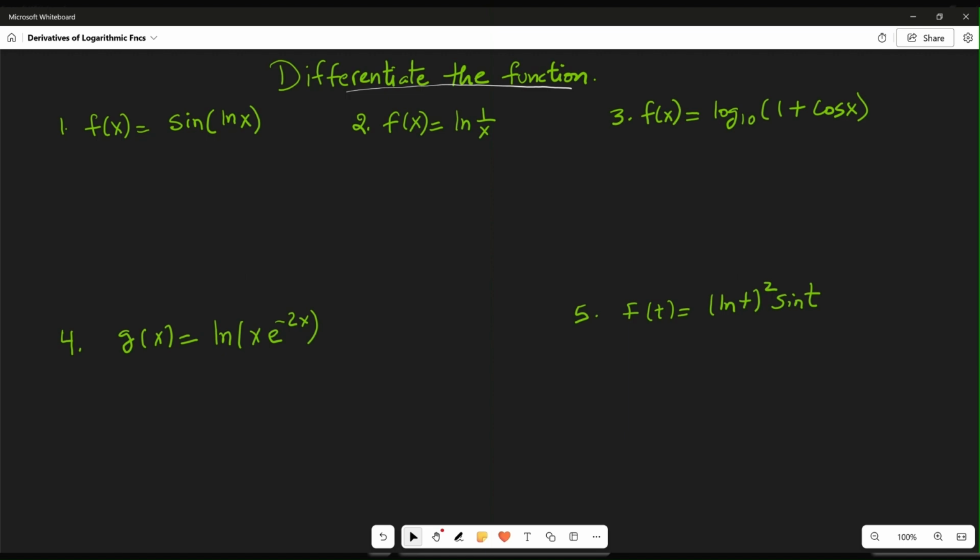Okay, let's get started. Number one here, this function sine of natural log x. Just looking at this problem, you can tell the chain rule applies here, like the outer function and inner function formula. Why? Because there's already a given formula for sine x, but in this case x is equal to natural log of x, correct? So let's see how we're going to solve it.